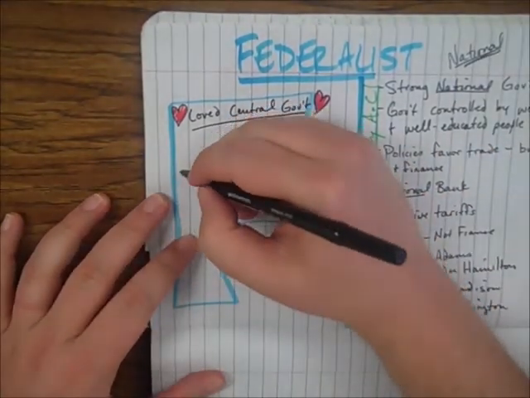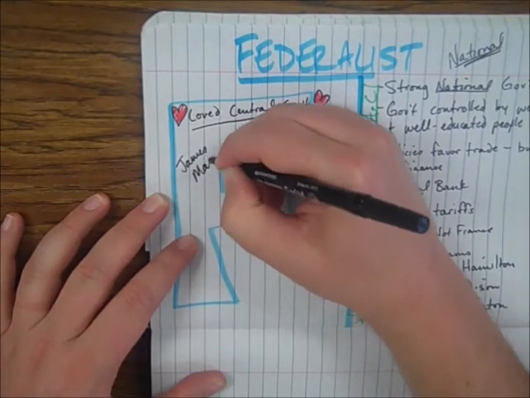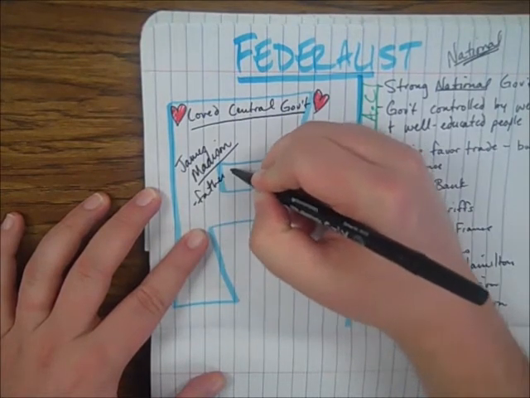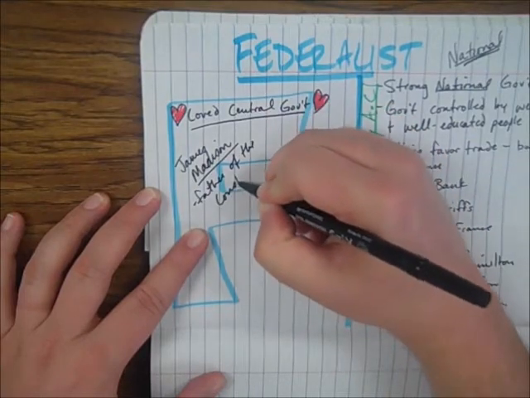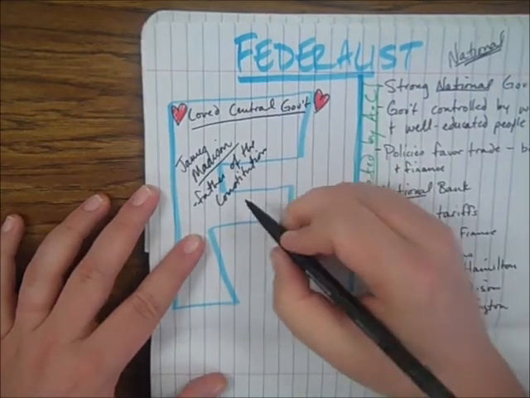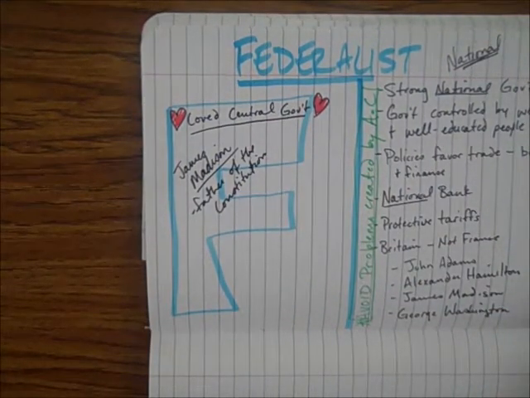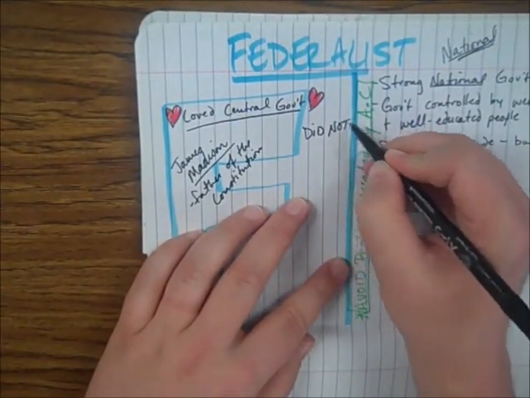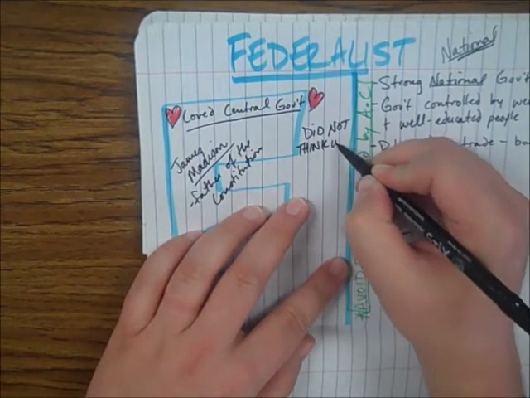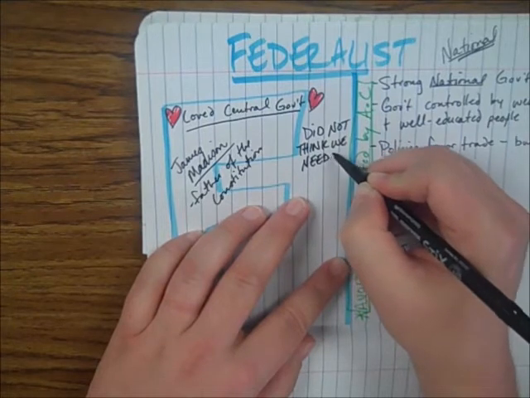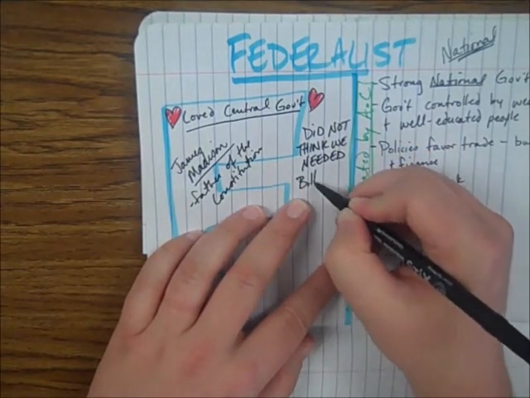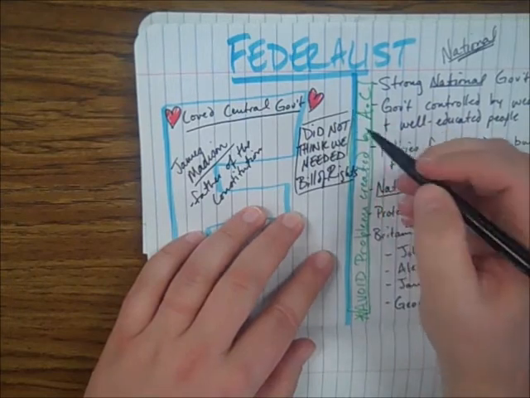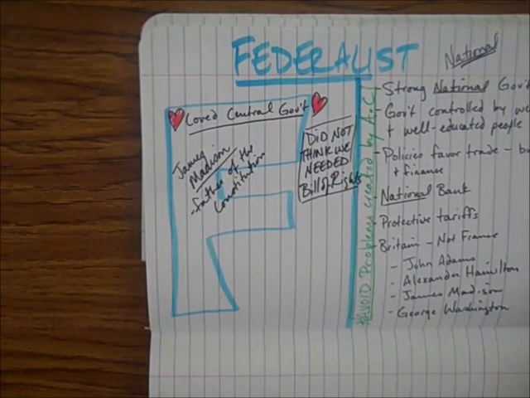There were a couple guys. There was James Madison. He became the father of the Constitution. One thing about these guys is they did not think we needed a Bill of Rights.